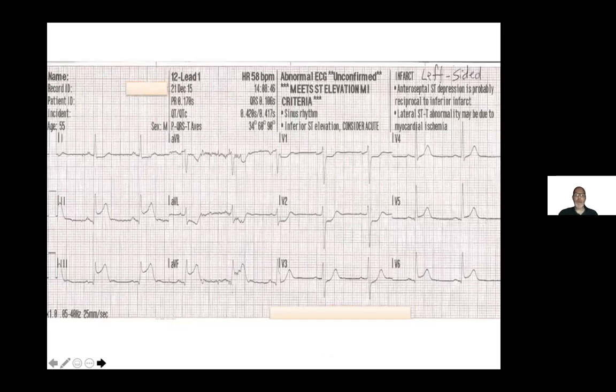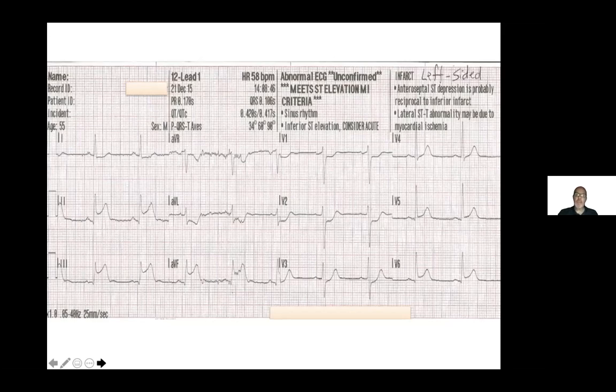So again, when you look at the elevation in 2 and 3, you can see there's more elevation in 3 than there is in 2 by perhaps as much as 1 to 2 millimeters. But look at lead AVL compared to lead 1. Now, granted, there's some depression in both of those leads, but look how much more there is in lead AVL. So AVL is your money, it is.